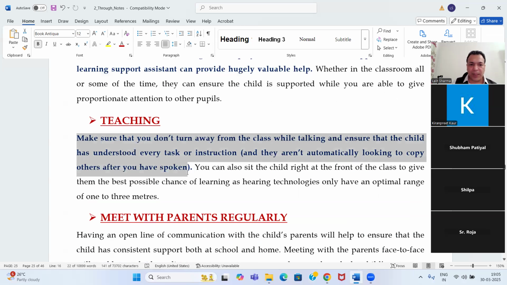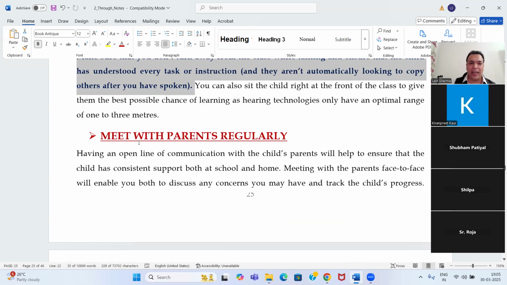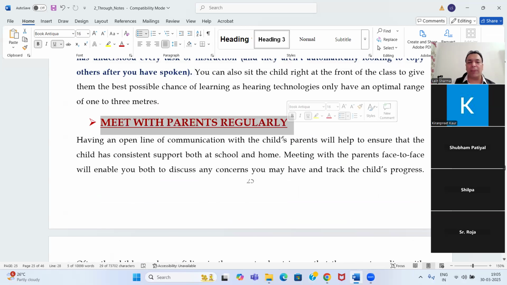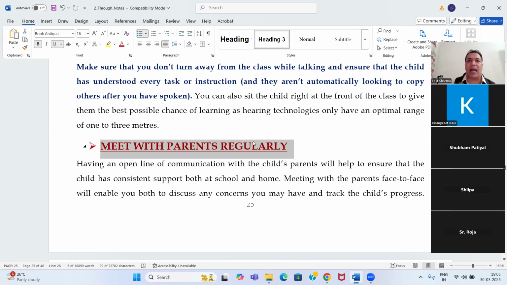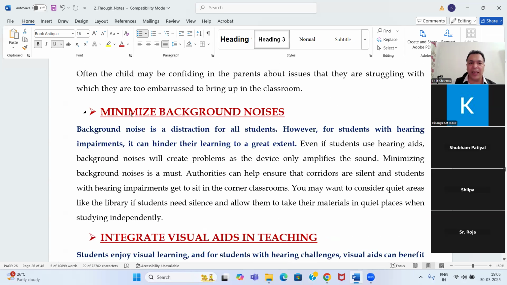Make sure that you don't run away from the class while talking, and ensure that a child has understood every task or instruction, right? Meet with the parents regularly, right? That's why, na, parents teacher meeting. Why does the parent teacher meeting happen? This is the reason, guys. Parents teacher meeting happens because you discuss with the parents. Okay, the problem is coming.